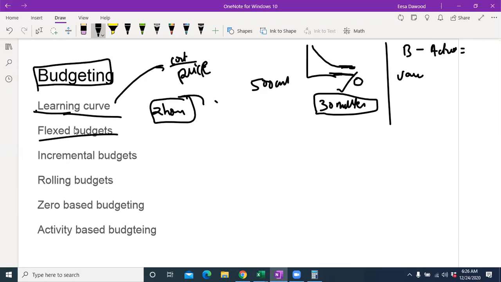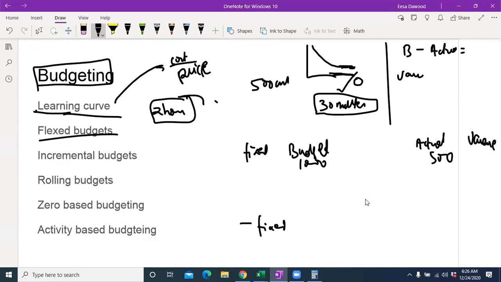Flex budget, then we're going to see the flex budget. While you're calculating the variance, there may be a difference in the activity level. There is a budget based upon a fixed activity level, which is a fixed budget based upon a single activity level. As you have actually started producing, for example, the budget was for 1,000 units, but now the actual activity level was 500 units. I know the fixed cost won't change, but when I want to calculate a variance, a problem will arise.